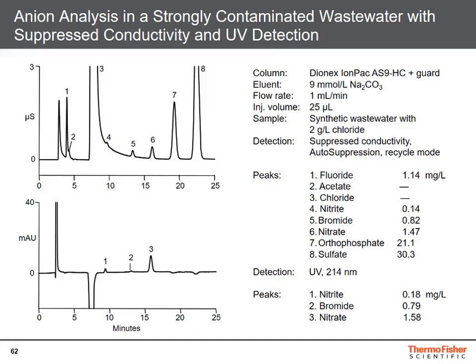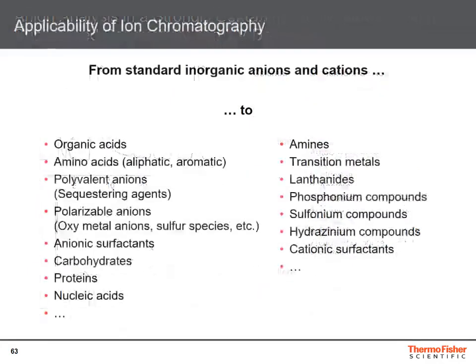Now the eluent in this case is 9 millimole per liter sodium carbonate that has a slight UV background. That means whenever a larger concentration of UV transparent ions are passing the UV detector cell, they lower for a short moment the background absorbance and appear as negative signals in the chromatogram.